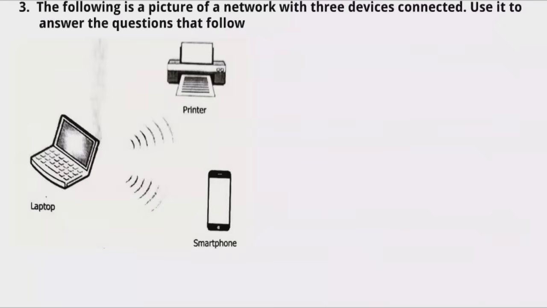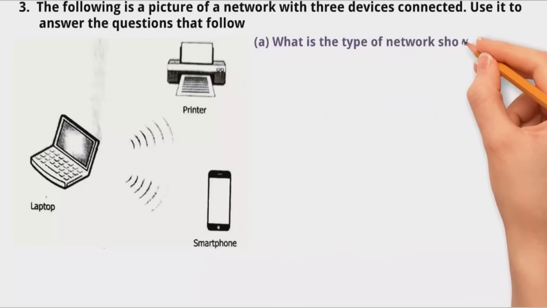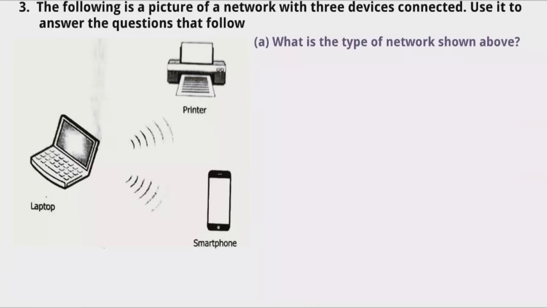The following is a picture of a network with 3 devices connected. Use it to answer the questions that follow. Now, let's study the diagram and pay attention to details. After thorough study of the diagram, let's go and answer the questions. Now, let's go to question 3A. What is the type of network shown above?